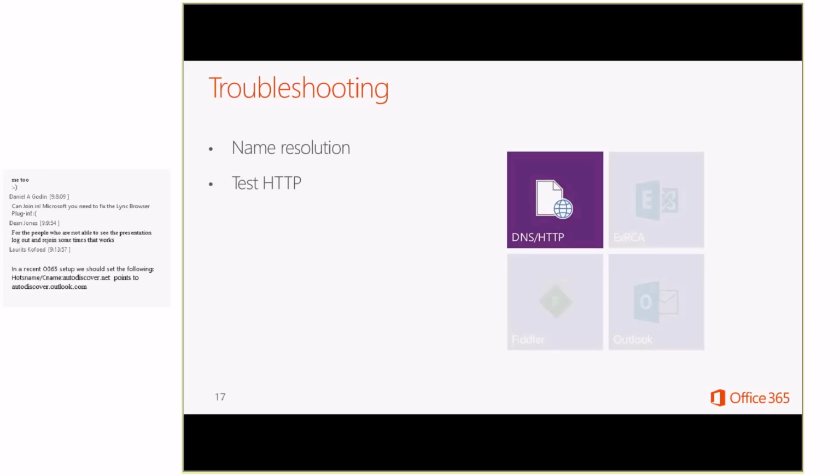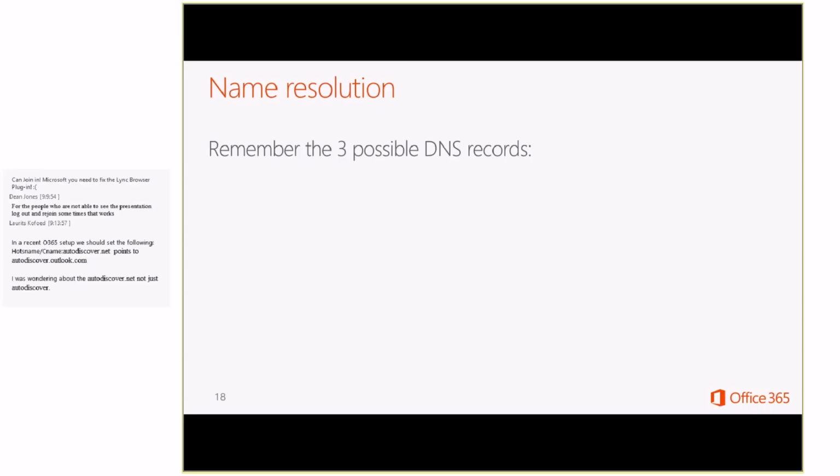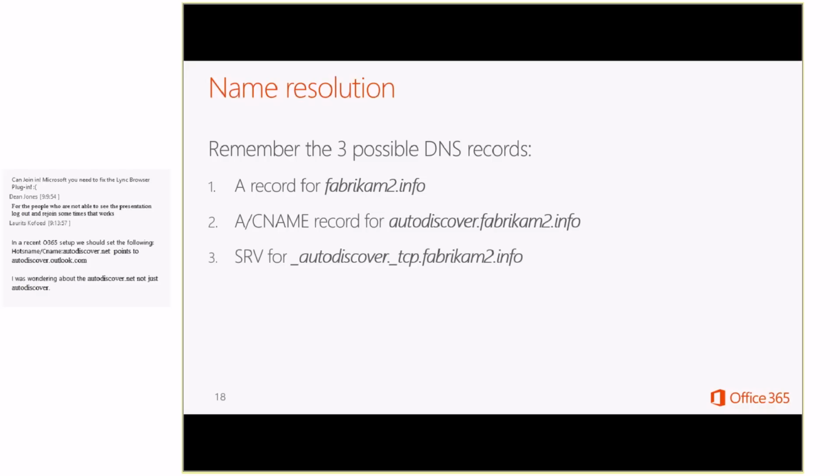So the first step in troubleshooting is, since this is Autodiscover and it's using DNS, the first thing we should do is verify that we can actually resolve the names. We know which names we're looking at, so let's verify name resolution and then verify that we can connect to those URLs from the client. And as we just discussed, there's 3 possible DNS records that we could query for. The A record for fabricam2.info, this A record or CNAME for Autodiscover, and the SRV. And for this scenario, we really would want to focus on that second one, the CNAME.